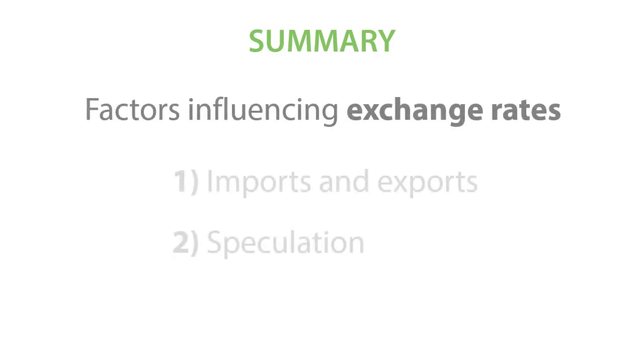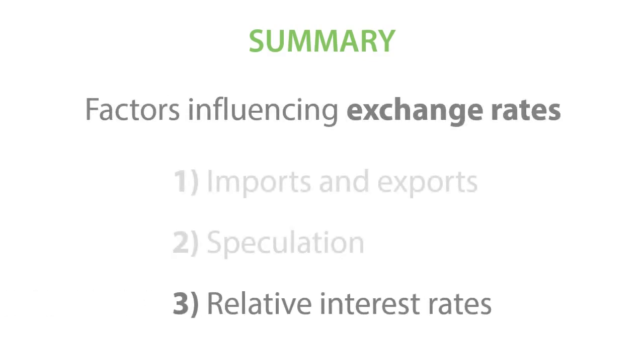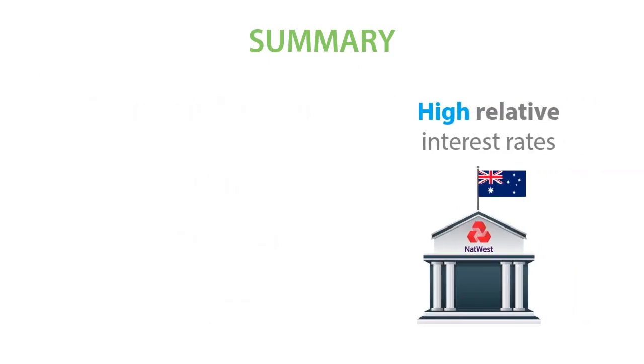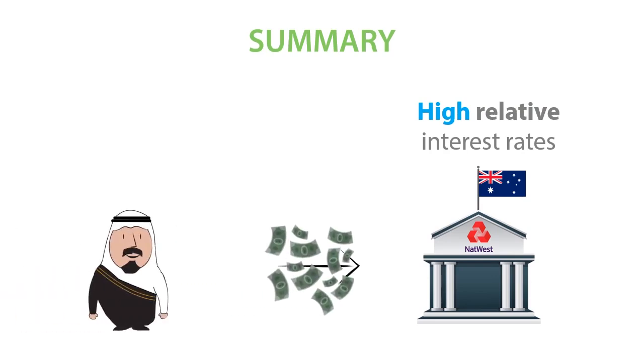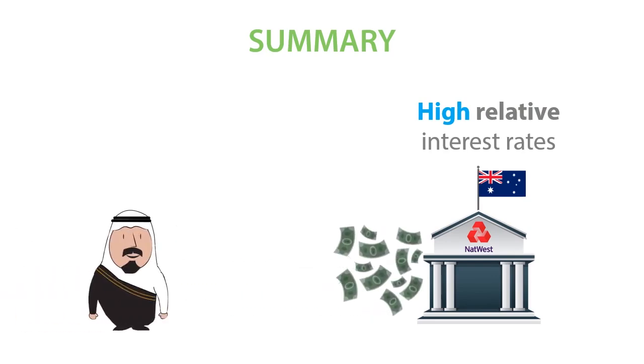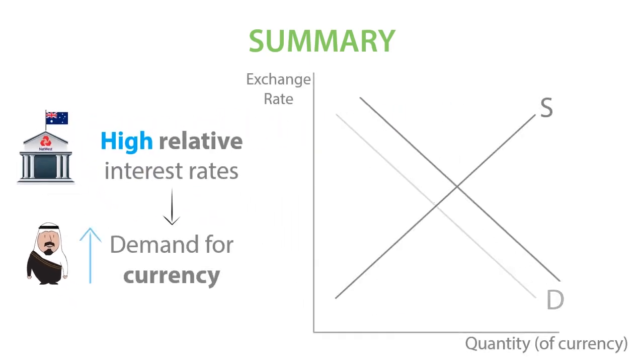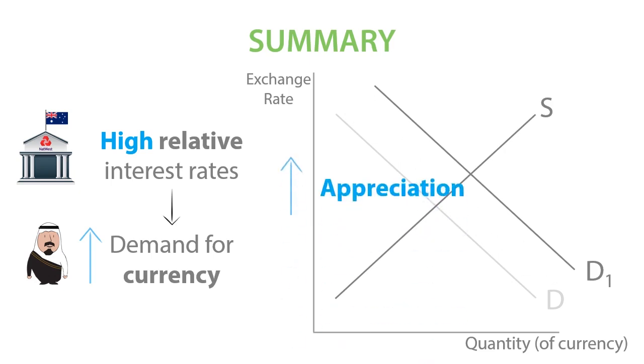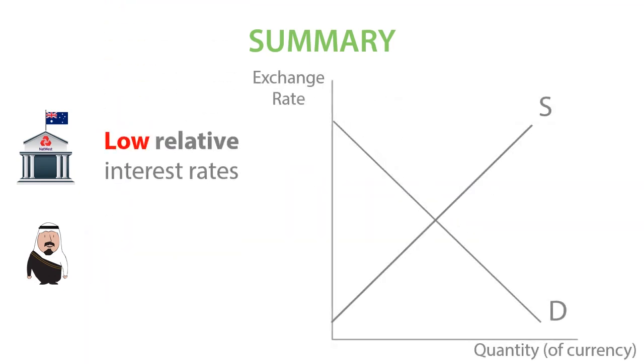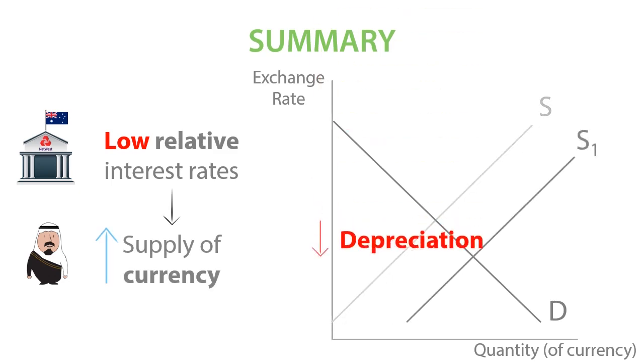So, in summary, our third factor influencing exchange rates is relative interest rate. If a country has a high interest rate compared to the interest rates in other countries, hot money will flow into that country because investors want to cash in on the high interest rate. This will increase demand for the currency, appreciating the value of the currency. But if a country's interest rate is low relative to the interest rates in other countries, hot money will flow out of that country, increasing the supply of the currency and therefore depreciating the value of the currency.